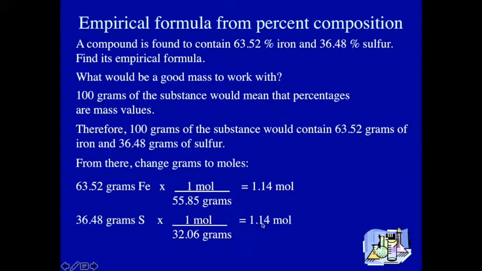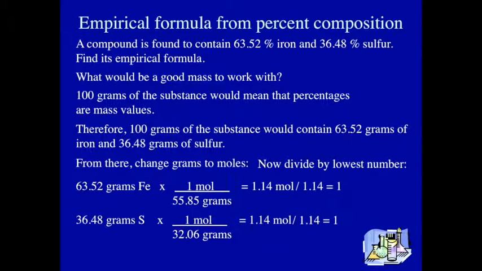And already you can tell this is a ratio that's very easy to determine. If it's 1.14 to 1.14, that is the same thing as 1 to 1. And that would mean that my empirical formula would be 1 iron to 1 sulfur, or iron 2 sulfide.